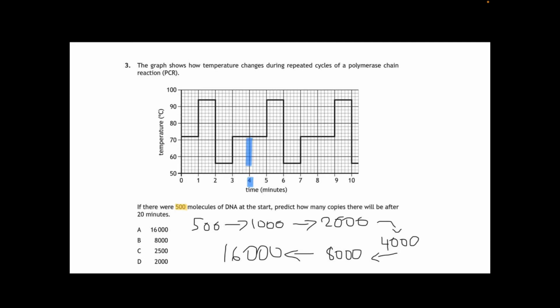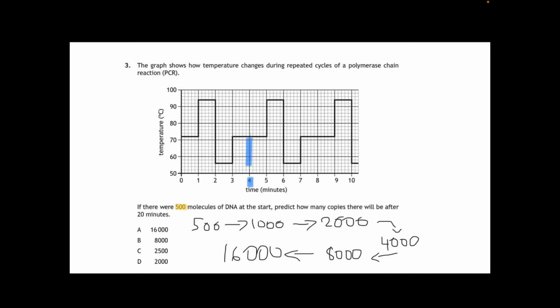The question says if there were 500 at the start, so write down 500. Predict how many there'll be after 20. So we know these 500 are going to double to become 1,000, 1,000 doubles to become 2,000, 2,000 doubles to become 4,000, 8,000, 16,000, 32,000, 64,000, and so on and so on. So we know this is what's going to happen, so we can start to write down the DNA, show that it's doubling each time, but we don't know how long to go for.